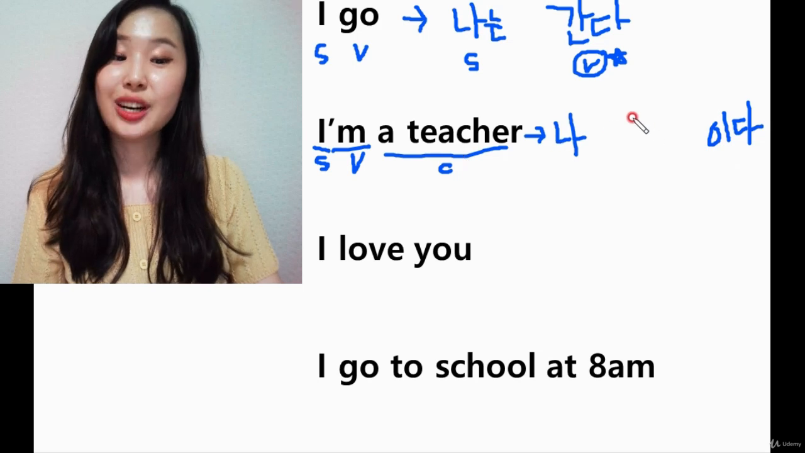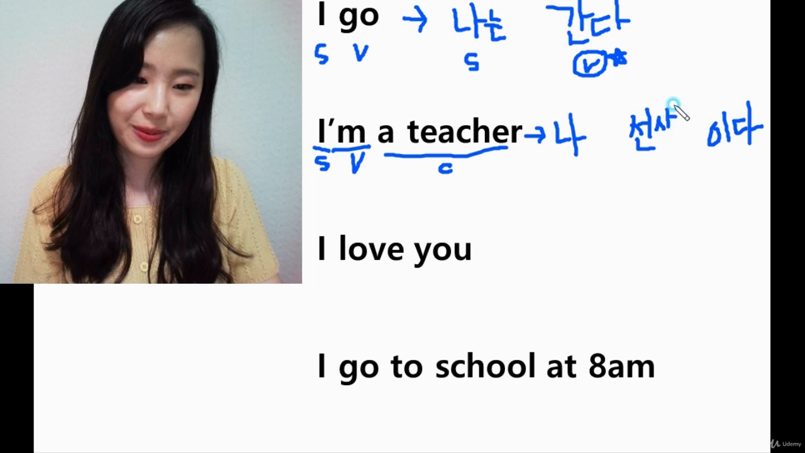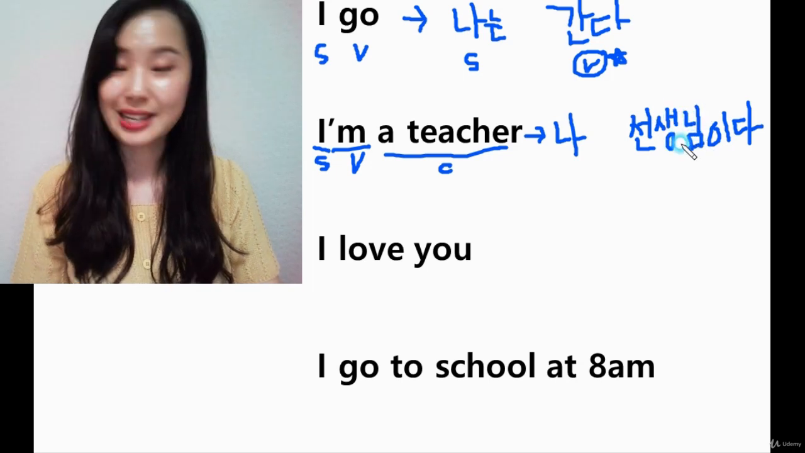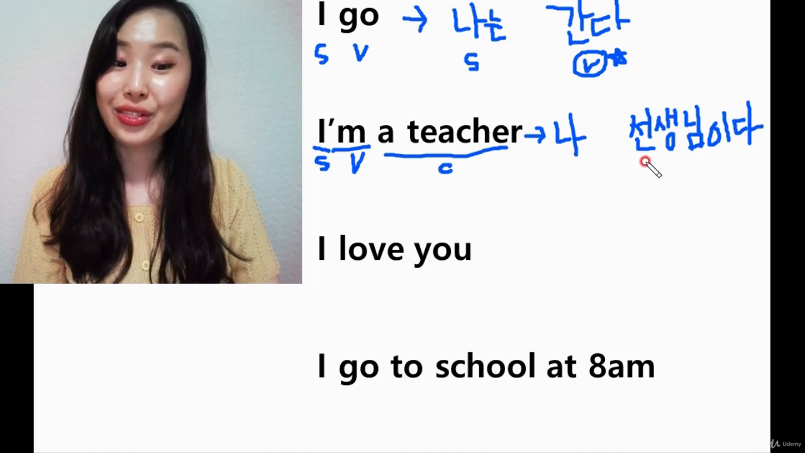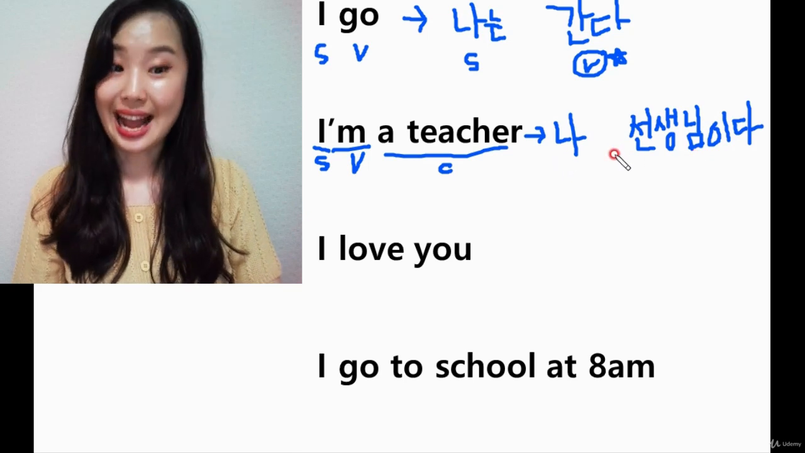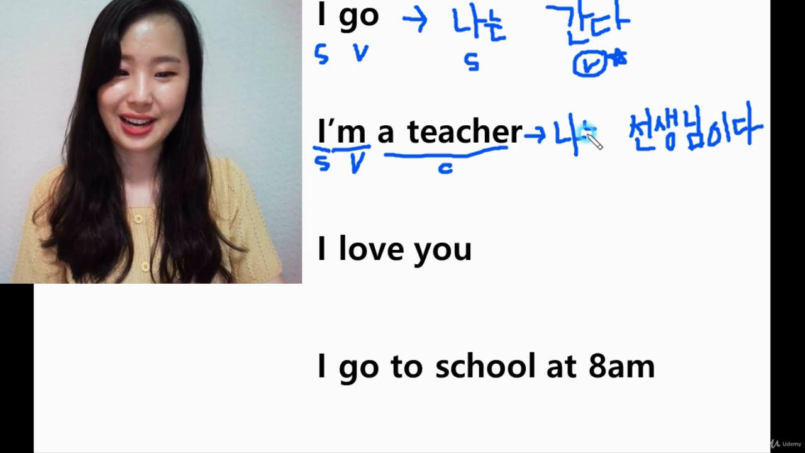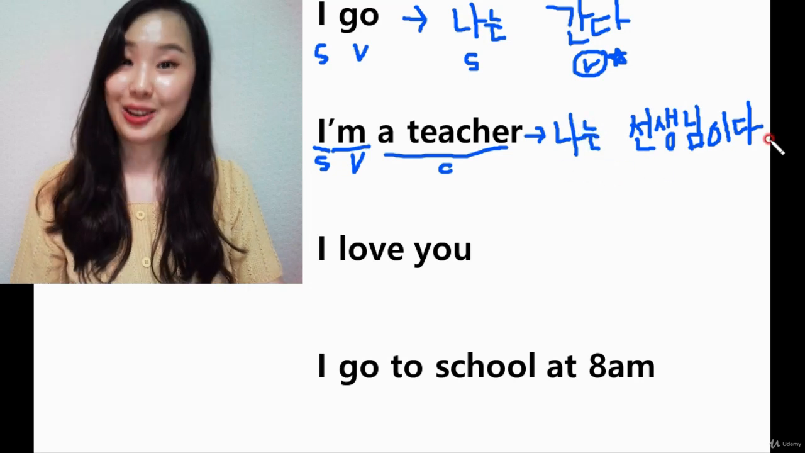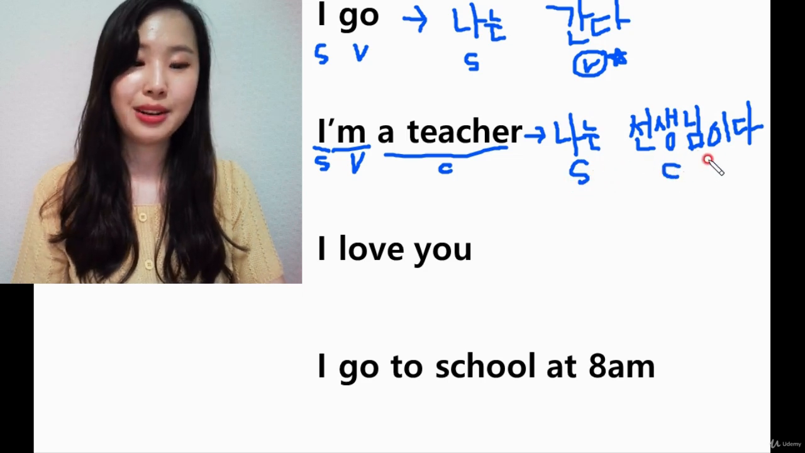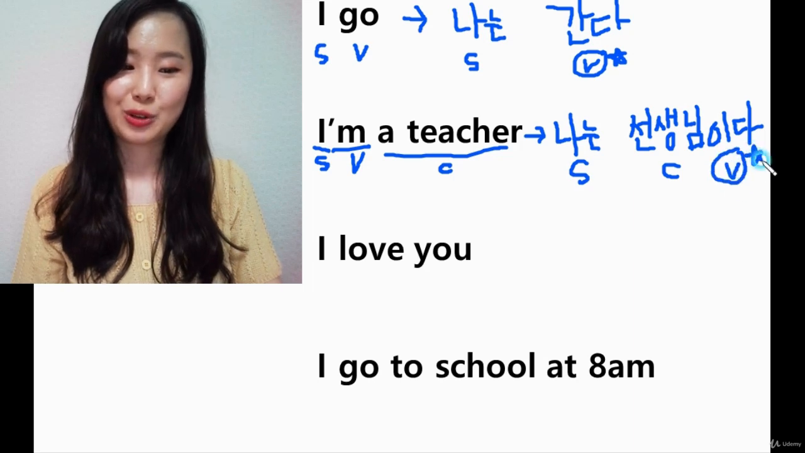And the teacher is, I will write down and I want you to read so that you can practice pronunciation as well. Please read. 선생님. 나 선생님이다. And also you need a subject particle, right? After 나, you need a 는. 나는 선생님이다. And 나 is subject, and 선생님 is complement, and 이다 is a verb. So also the verb goes to the end.